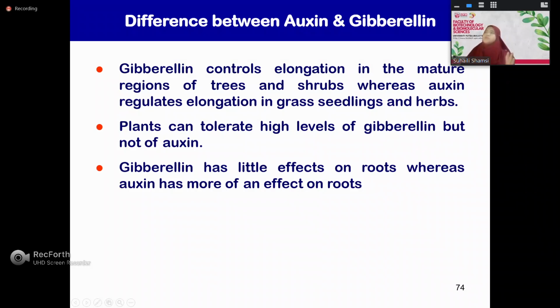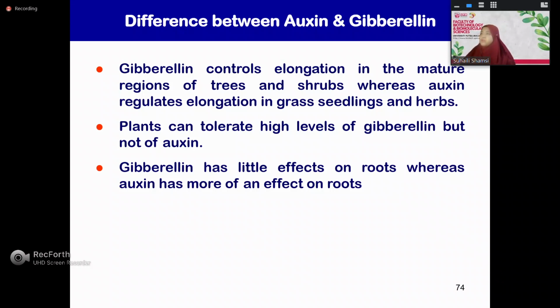So what are the differences between auxin and gibberellic acid? I told you guys just now, in terms of parthenocarpy, it works together with auxin. But gibberellic acid also supports growth. When it supports growth, it's also involved in elongation, differentiation, and division of the cell itself.